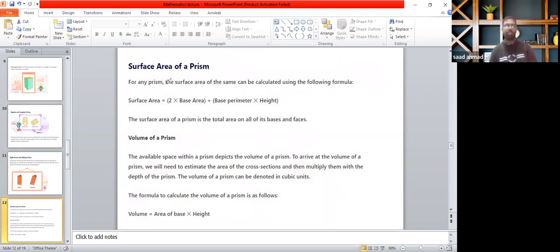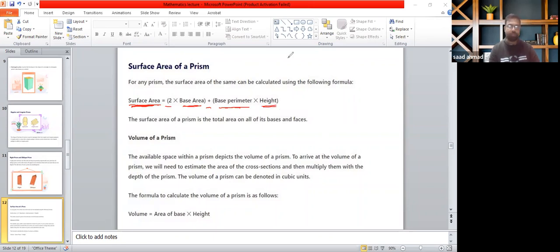Okay, so the next thing is the surface area of the prism. So we try a question. Let's first see the formula and then we will try the questions. The surface area of a prism is 2 times the base area plus the base perimeter times the height.